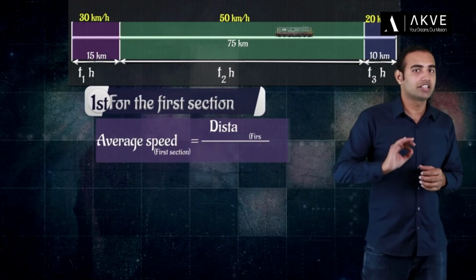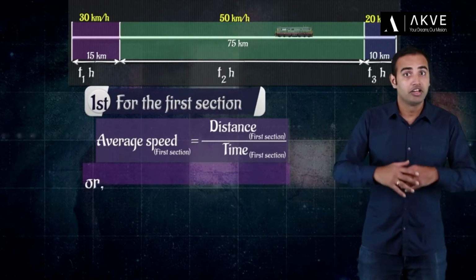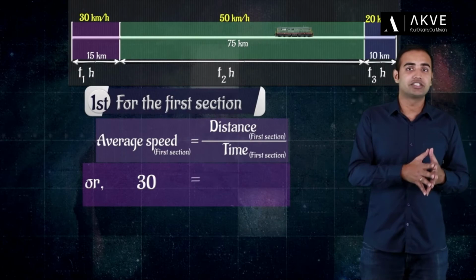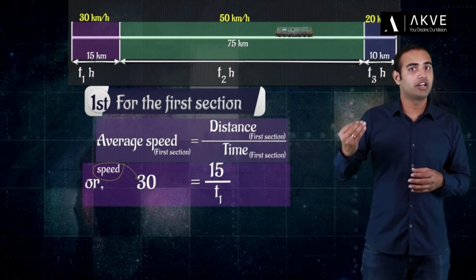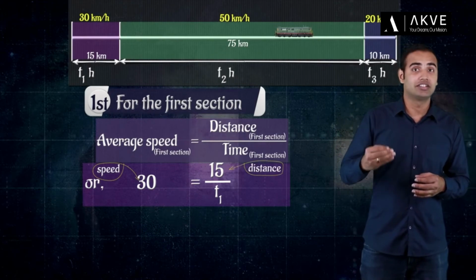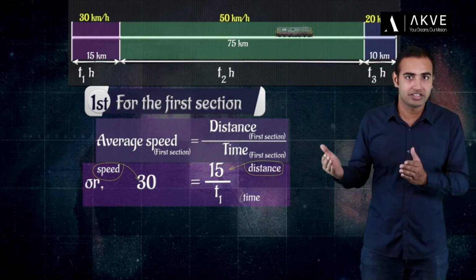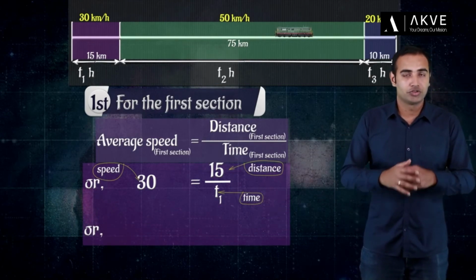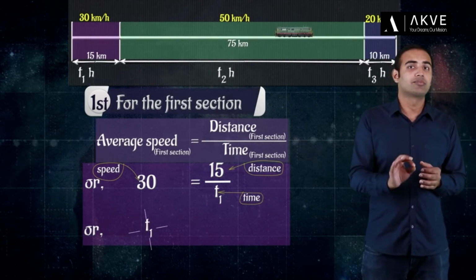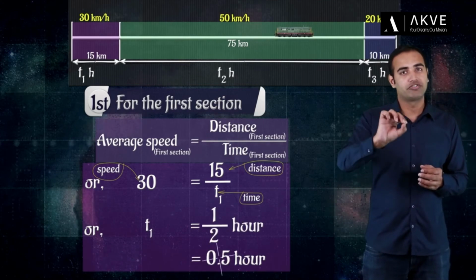So in the first section, when we write the average speed formula, we ultimately get 30 is equal to 15 divided by t1. Now 30 here is the speed of the train in the first section, and 15 here is the distance covered by the train in the first section. The speed is in kilometers per hour and the distance is in kilometers. So from here, the value of t1 comes out to be 1 by 2 hours or 0.5 hours.